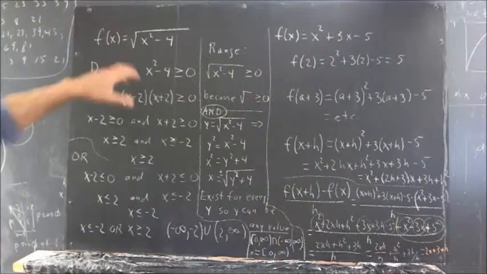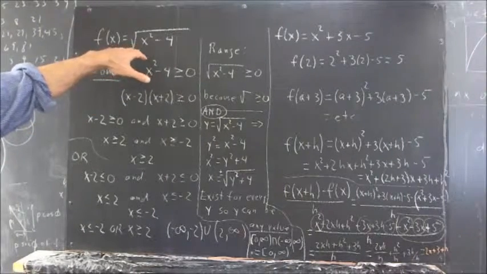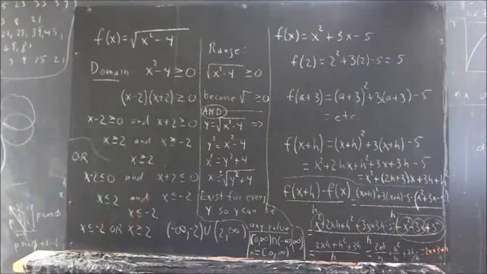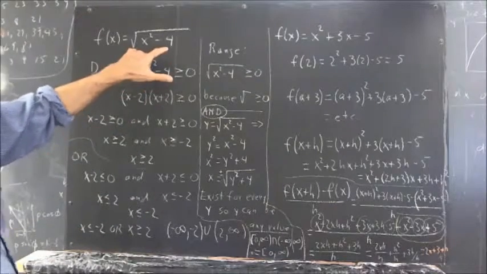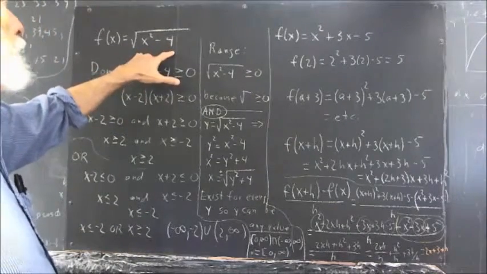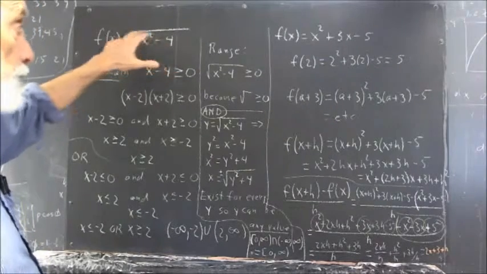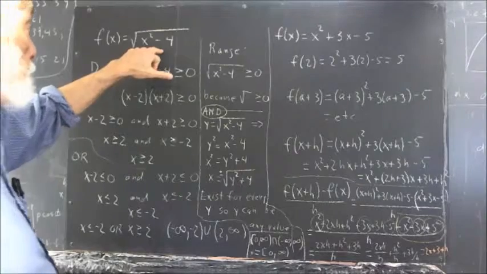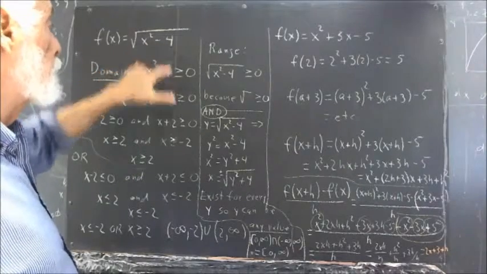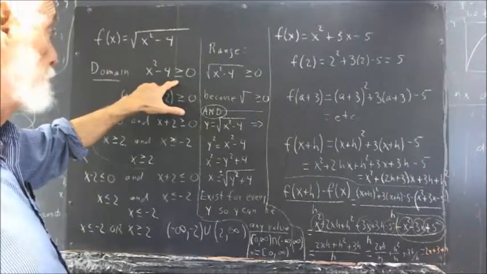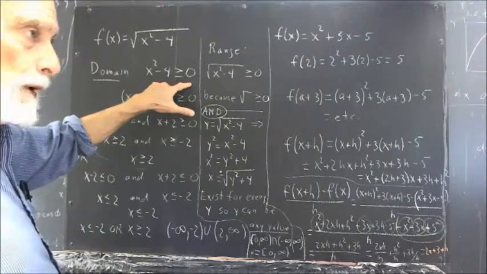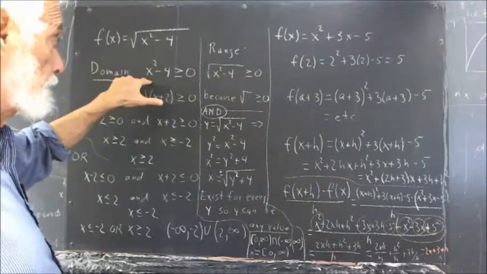We want to find the domain and range of f of x equals the square root of x squared minus 4. We know that we can't have a negative under the radical because the square root of a negative would not be a real number. So x squared minus 4 has to be greater than or equal to 0. This is an inequality that we can easily solve for x.